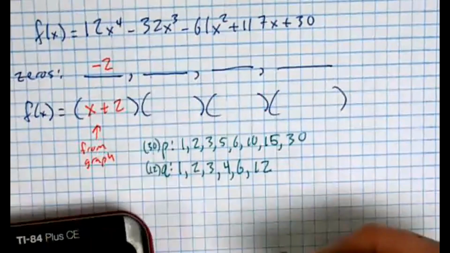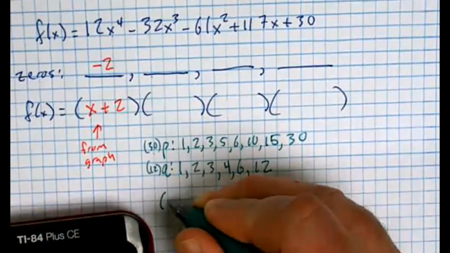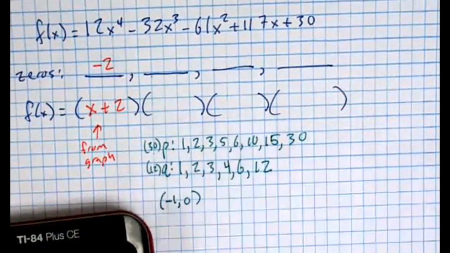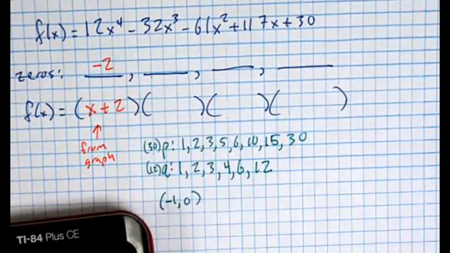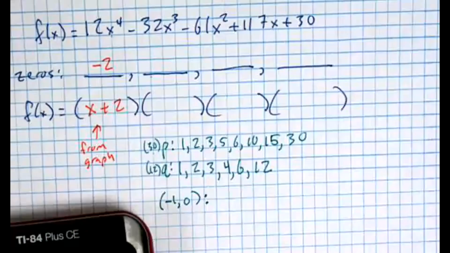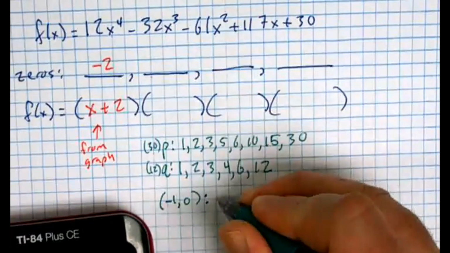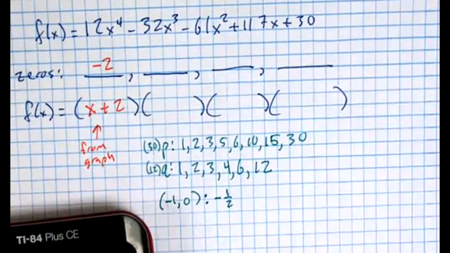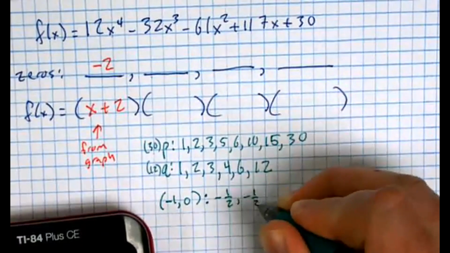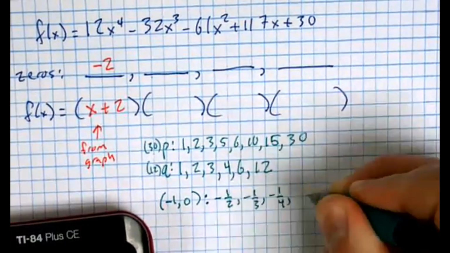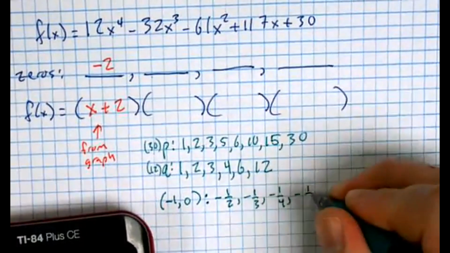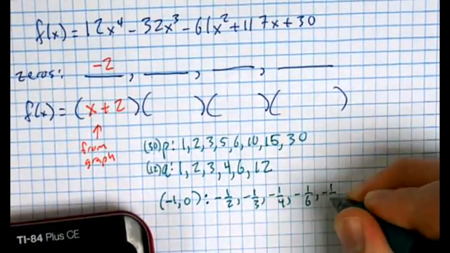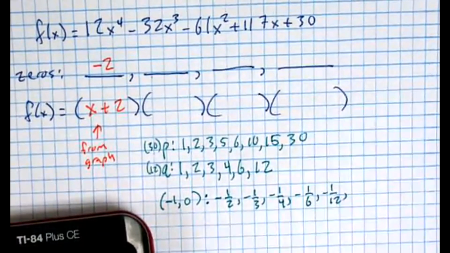So let's think of all the fractions that we can make between -1 and 0. This is the interval from -1 to 0. Out of these, remember, P's got to go on the top, Q's got to go on the bottom. So I'd say -1/2, we can make that. That's between -1 and 0, right? Or -1/3, or -1/4, or -1/6. Oh man, there's a lot. Or -1/12, or what else?